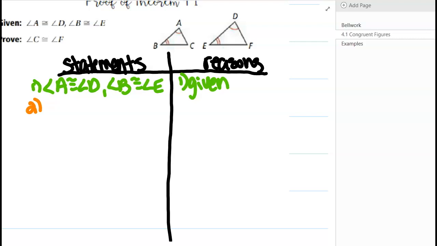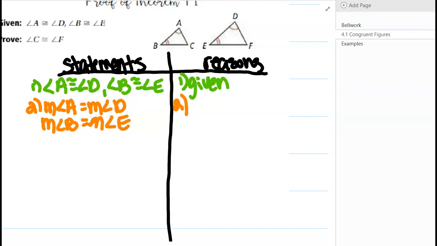So what I need to do is talk about the measure of angle A and the measure of angle D. So that's going to be my next step. I'm going to say, okay, well, the measure of angle A equals the measure of angle D, and the measure of angle B equals the measure of angle E. And I know that because that's just the definition of congruent angles.